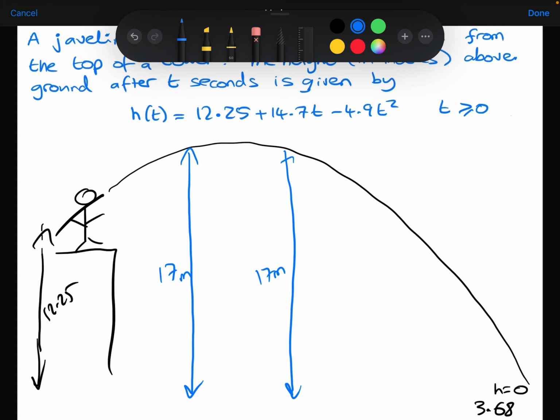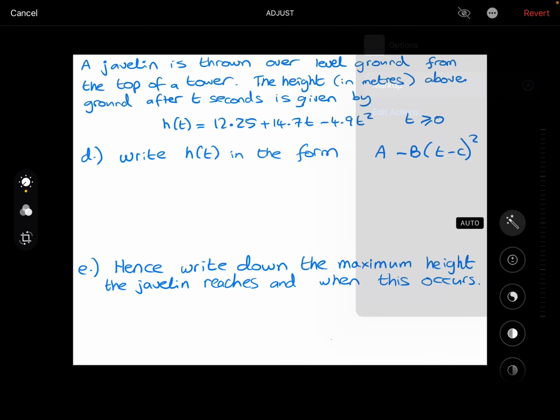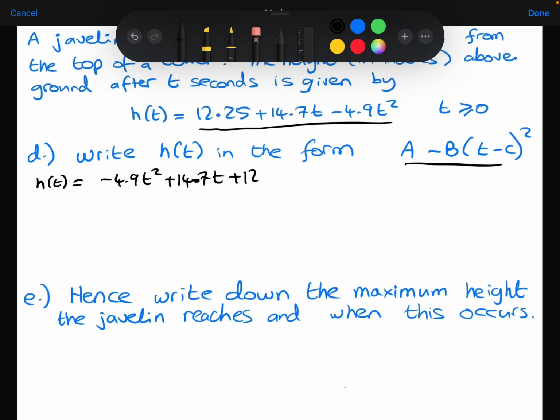So getting two answers for that should actually make sense, because the javelin is going to pass through 17 metres above the ground on its way up and on its way down. Next, we have been asked to write h of t in this form. So basically it's asking us to complete the square on this. So first thing I'm going to do is rewrite it in its usual form with the a at the front. Next, in order for me to complete the square on this, I have to factorise the minus 4.9 out.